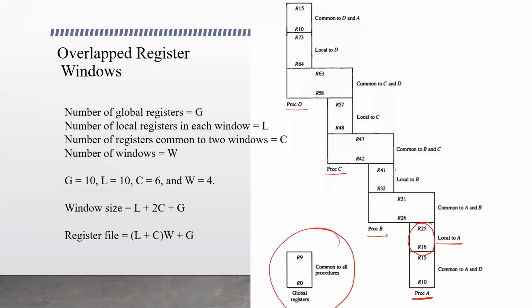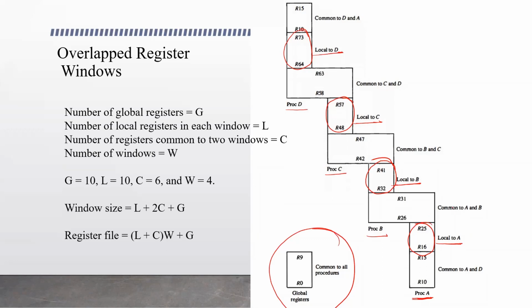And for procedure B, there are some local registers R32 to R41. These are local registers to B, only allocated to B. And for procedure C, we have R48 to R57. These are local to C. And R64 to R73 are local to procedure D.